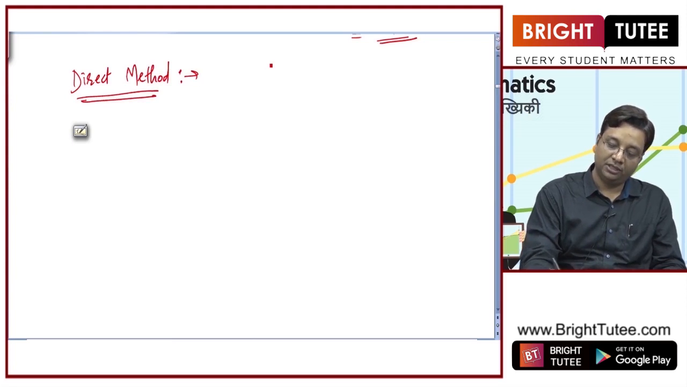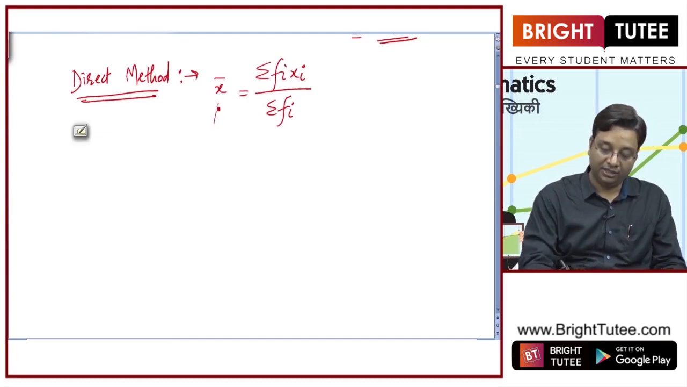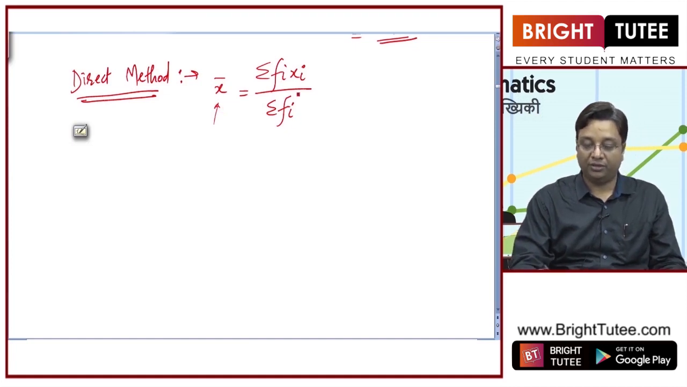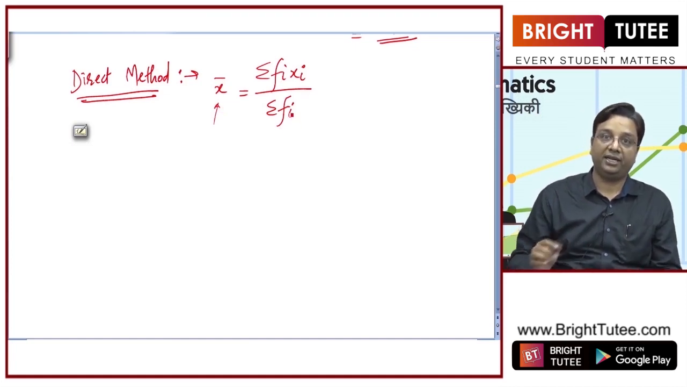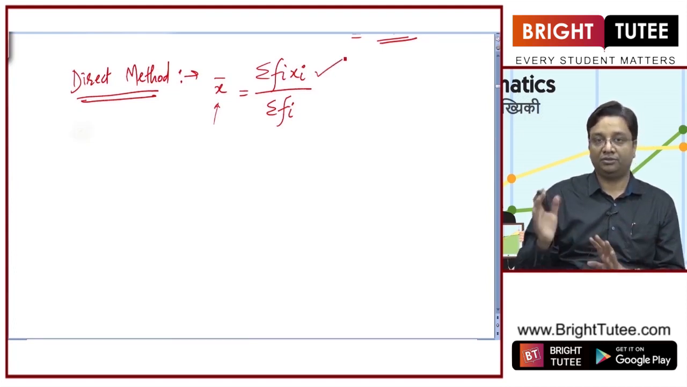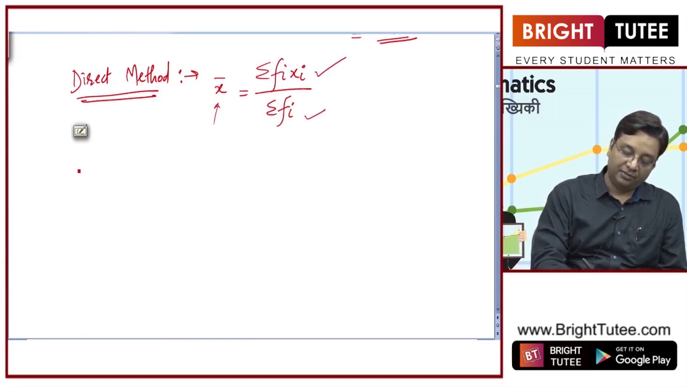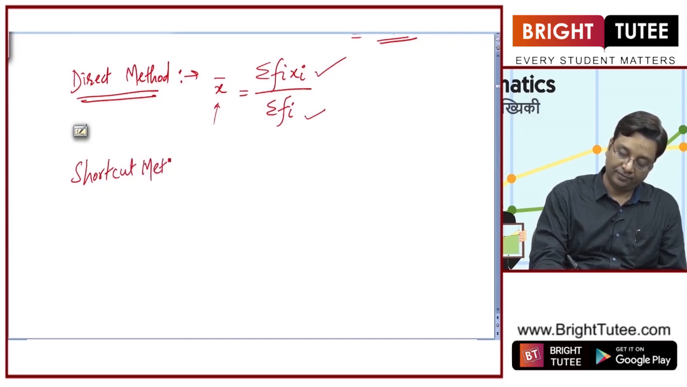The direct method was about sigma fi xi divided by sigma fi. If I denote the mean by x bar here, then the mean is equal to sigma fi xi divided by sigma fi, and this is the direct method, right? You calculate the total of observations and then divide by the number of observations. Now the other method is the shortcut method. We also call it the assumed mean method.